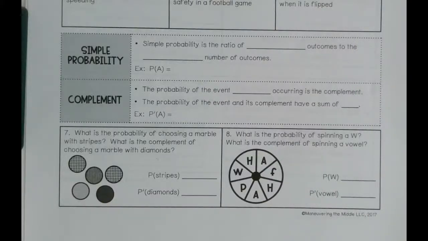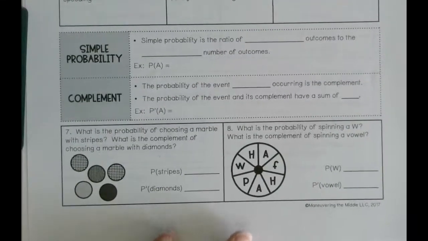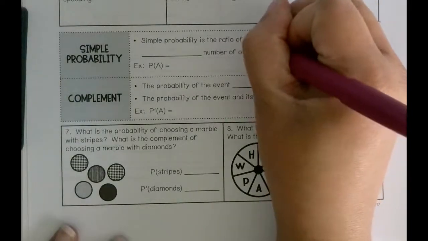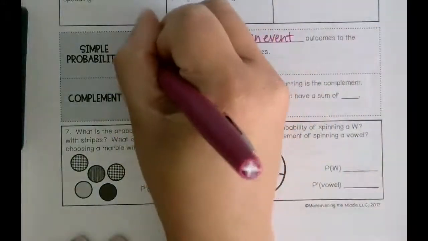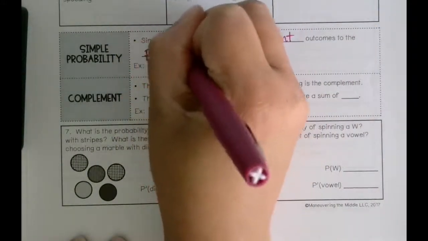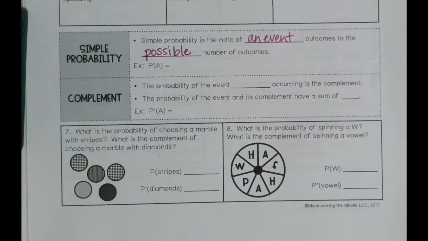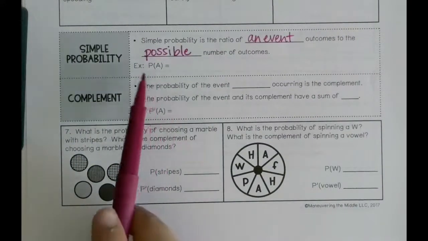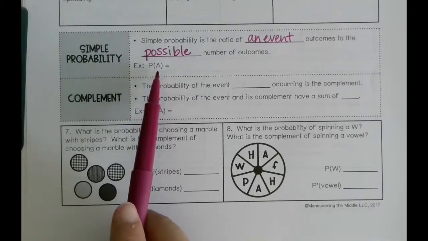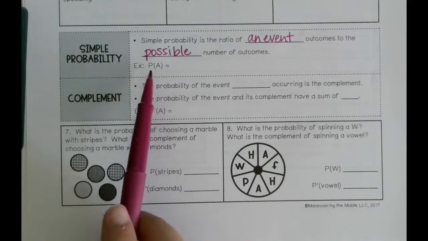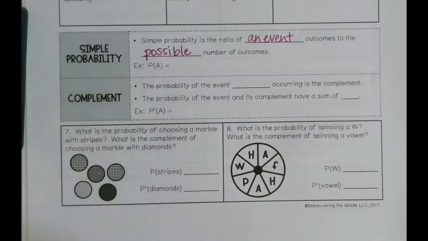All right, for our lesson number 2 for this week, we're going to look at simple probability and its complement. Simple probability is the ratio of an event's outcomes to the possible number of outcomes. So what that means is, in our example here, capital P stands for probability, and then in the parentheses is a certain event that's happening. And so this is out of the alphabet. What's the probability of getting the letter A?